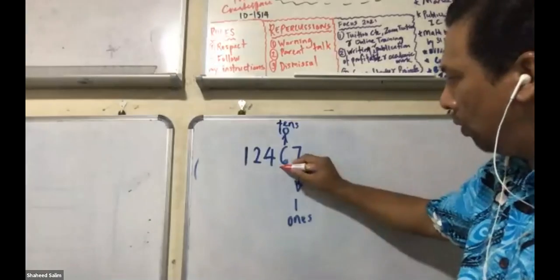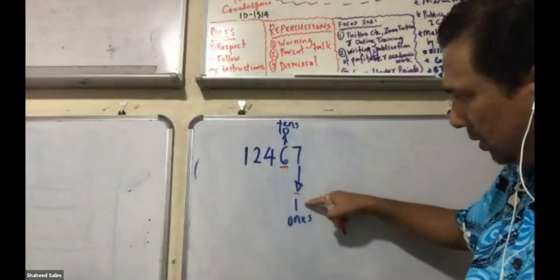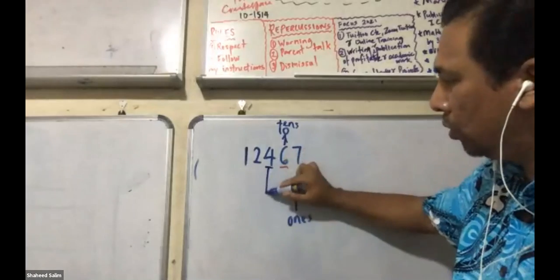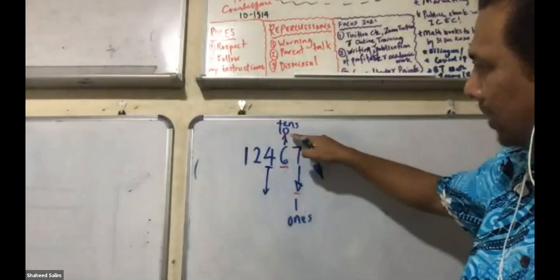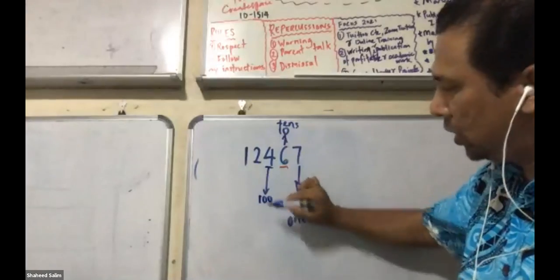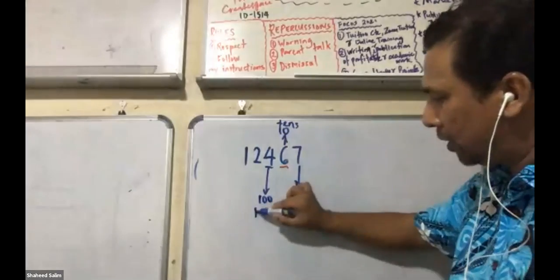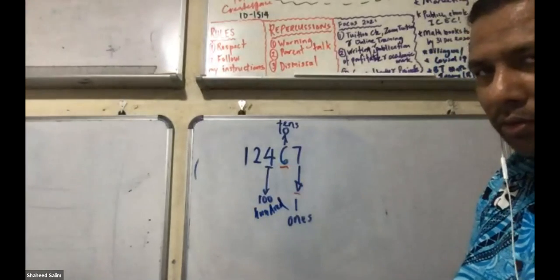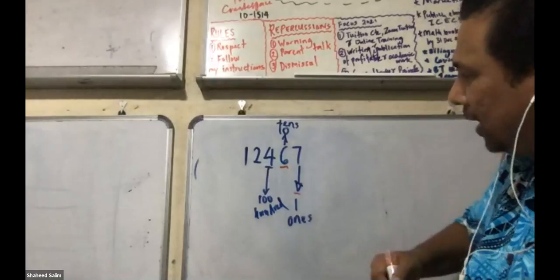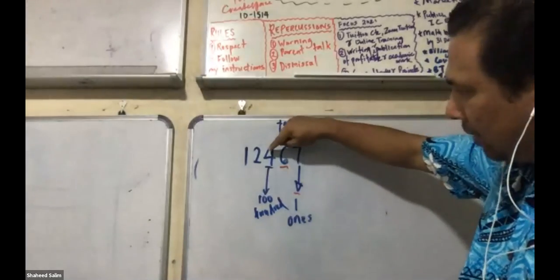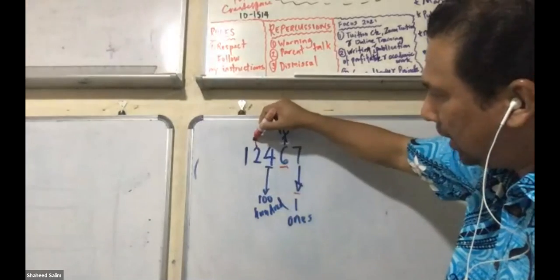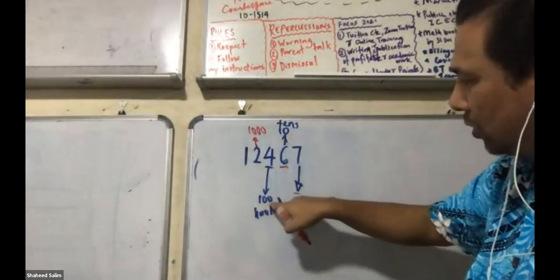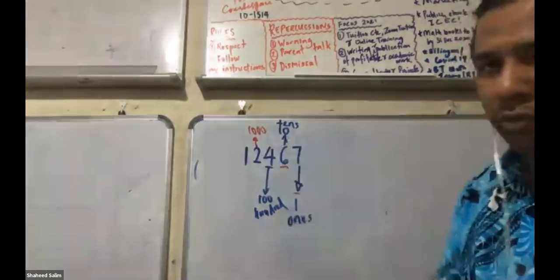Okay. This is the ones. This is the tens. Beside it, you add one more 0. So beside it is 100. This is the 100 place. Okay, is it okay? And then beside it, 1,000. This one must be the thousands place. Notice the pattern: 1, 10, 100, 1,000.